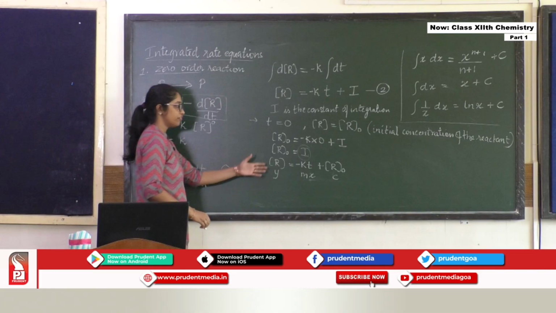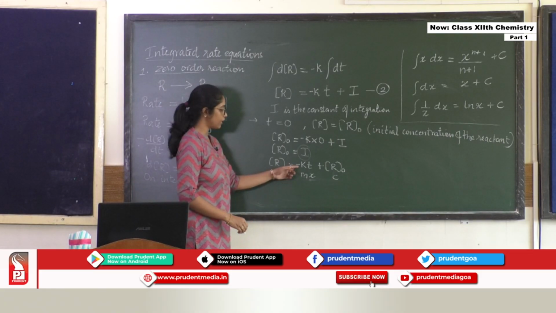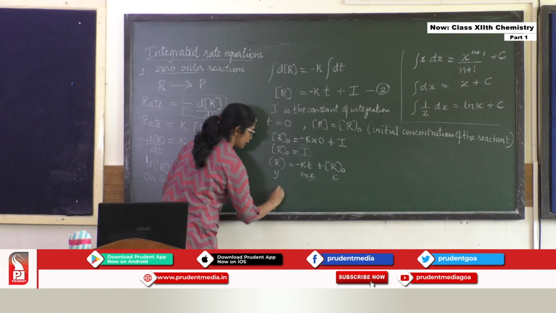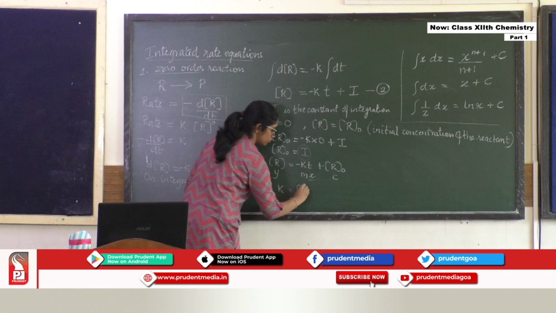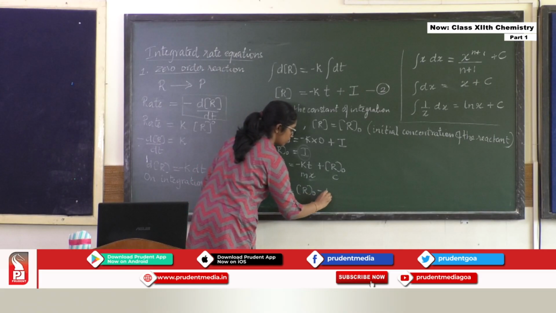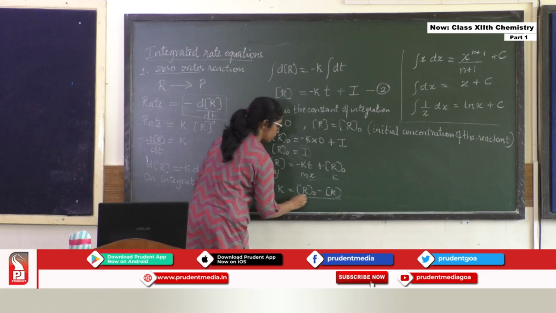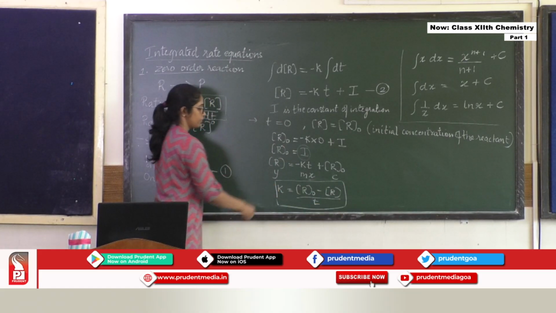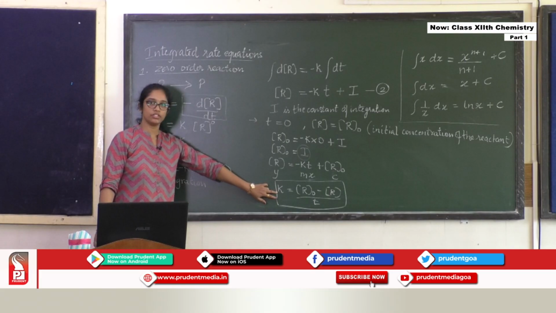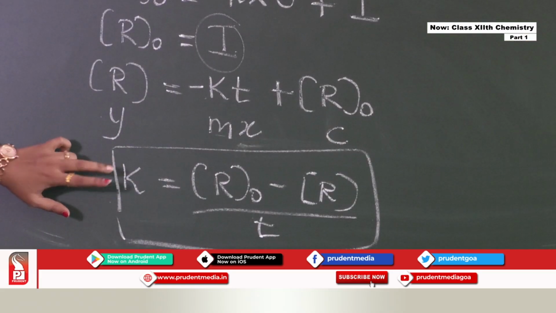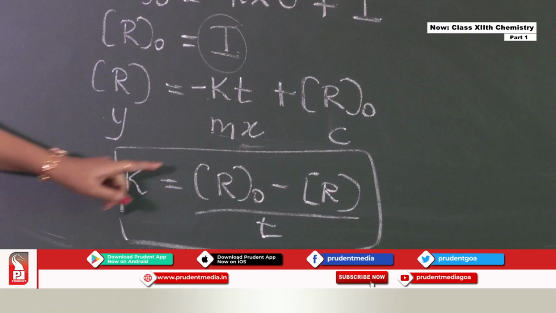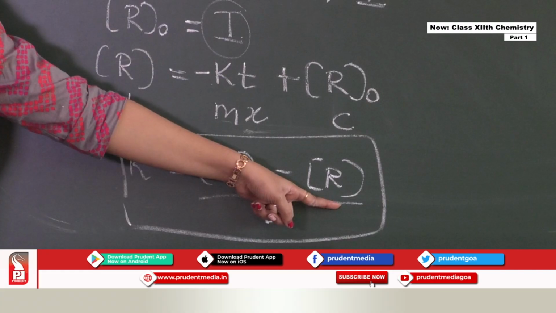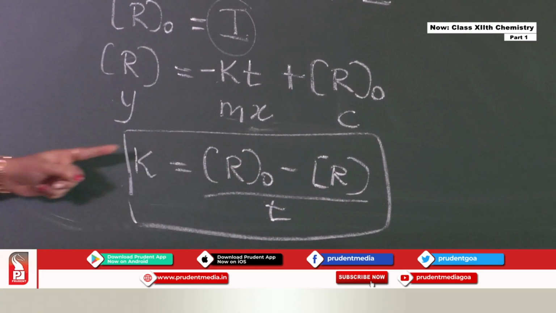Okay, we could further rearrange the terms and find out the value of K. If you rearrange the terms, you find that K would be equal to R naught minus R upon T. Alright, so this is the final equation. If you want to calculate the rate constant for a zero order reaction, then we need to know the initial concentration of the reactant and the final concentration at time T.